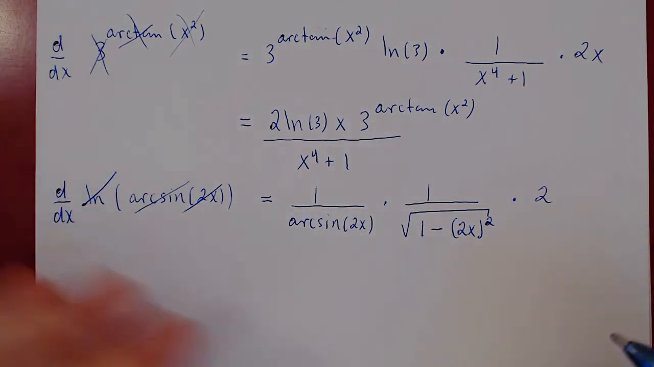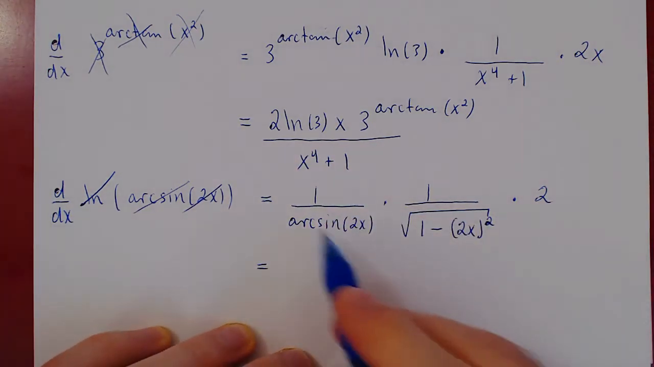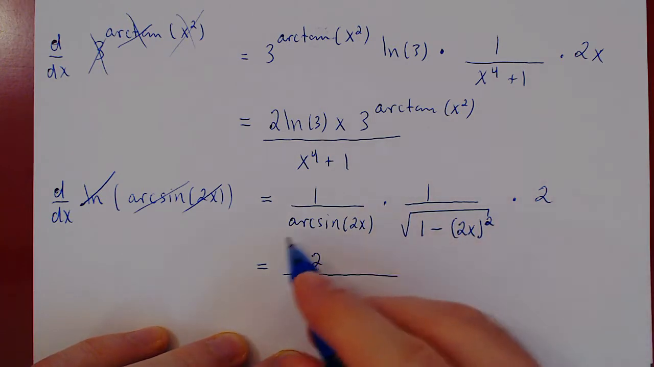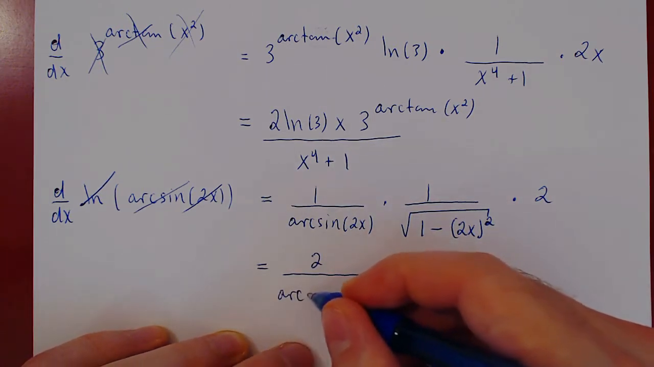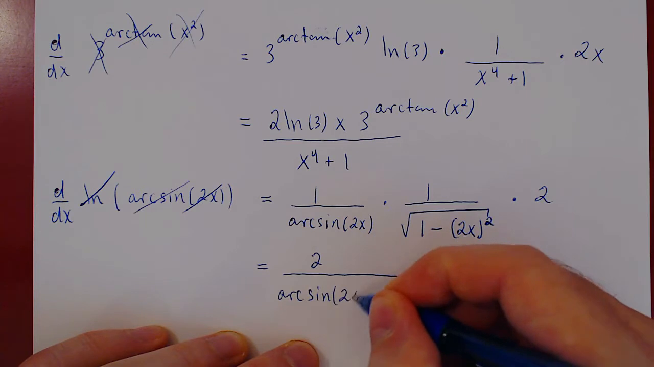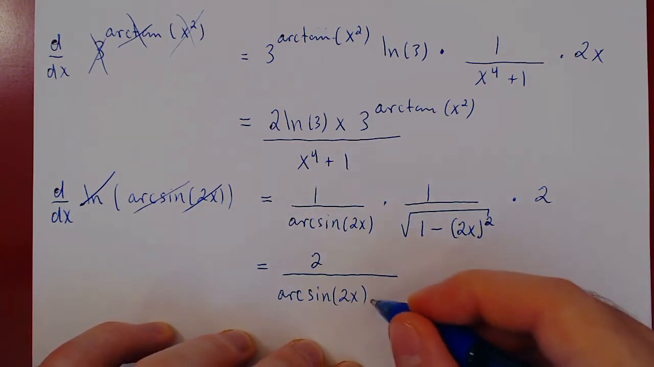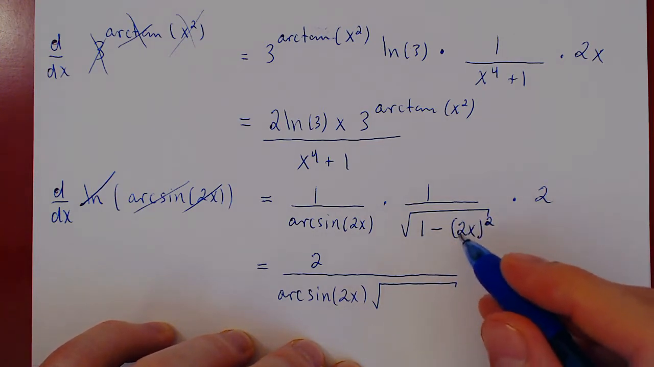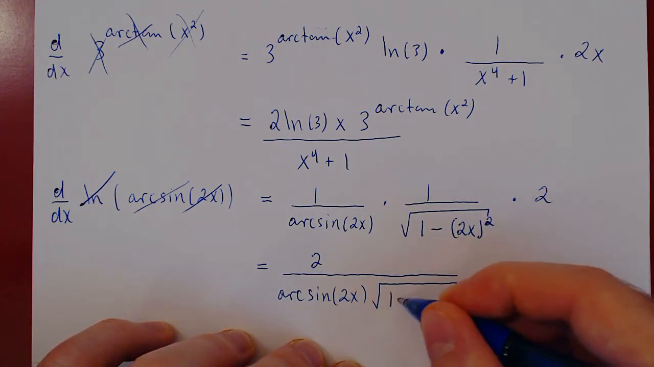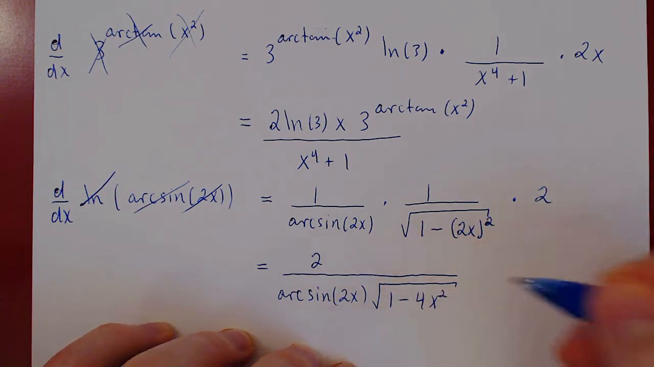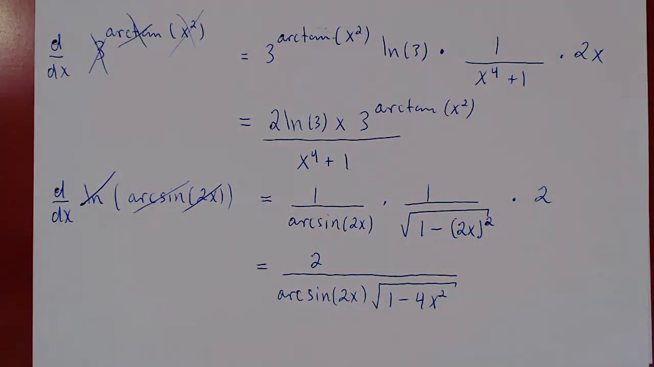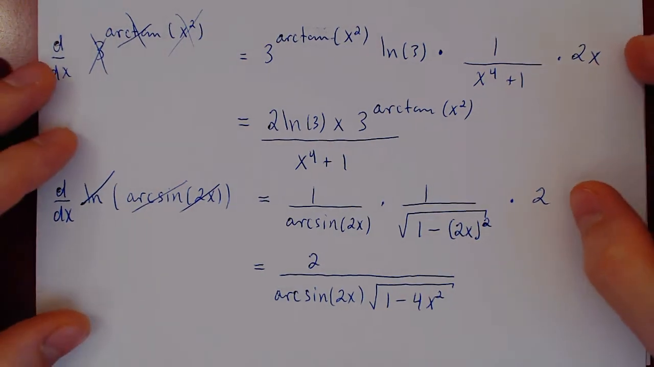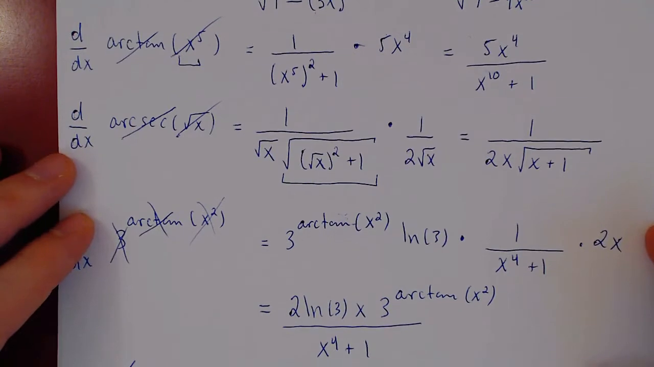And now we have the derivative. Let's simplify a little bit. On top we have a 2 over arcsine of 2x times the root of 1 minus, and if you square this, you'll get 4x squared. And there you have it. So this is how you use the rules of differentiation for inverse trig functions in the context of differentiation.